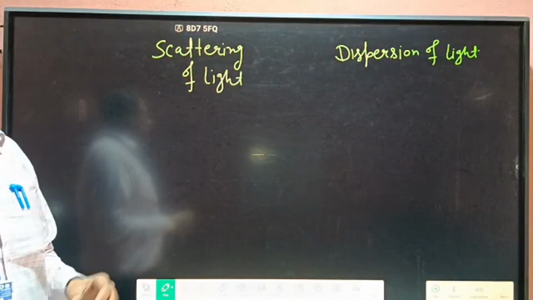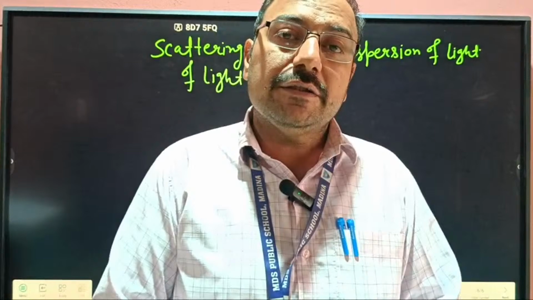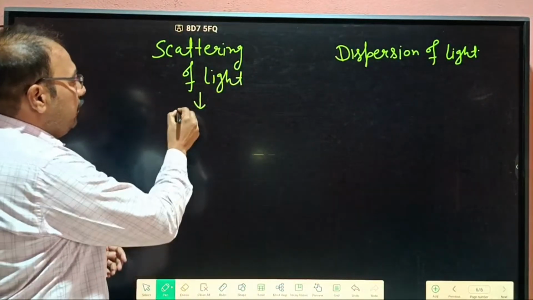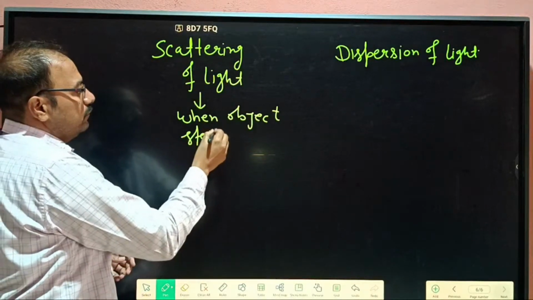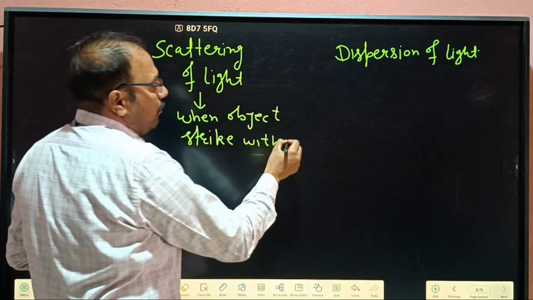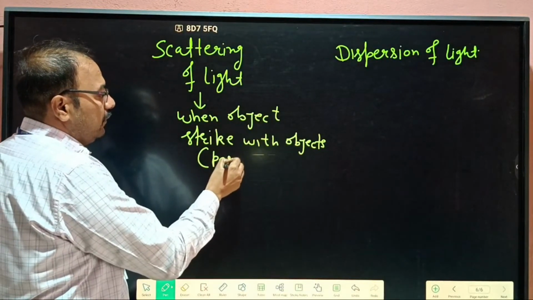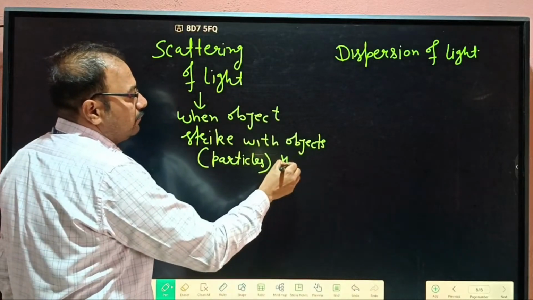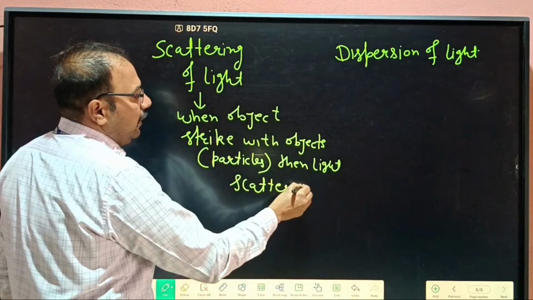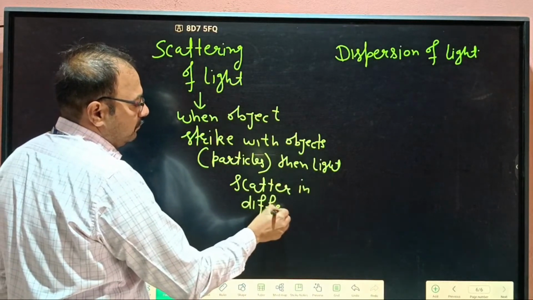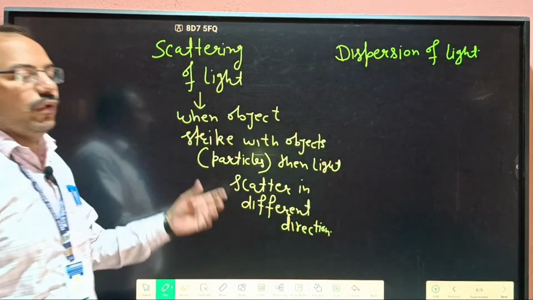So what is scattering of light? When a ray of light strikes an object, it scatters in different directions. So this is known as the scattering of light. So we say that when light strikes objects, that is particles, then light scatters in different directions. Okay, so this is known as the scattering of light.